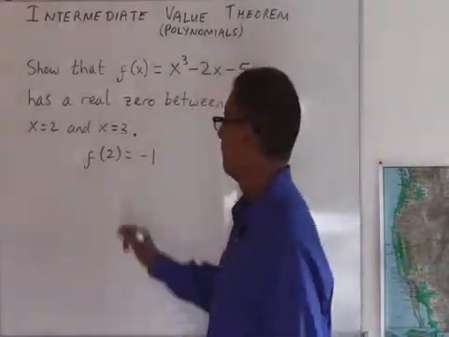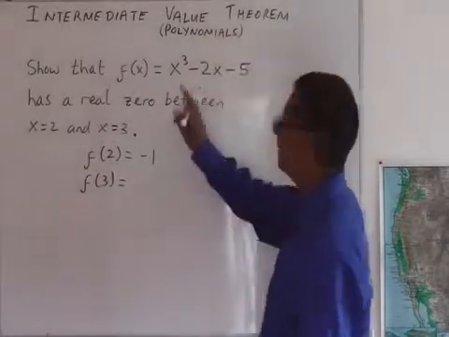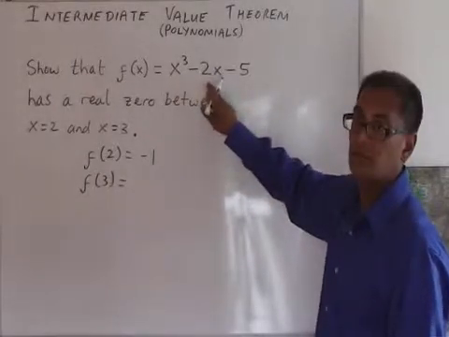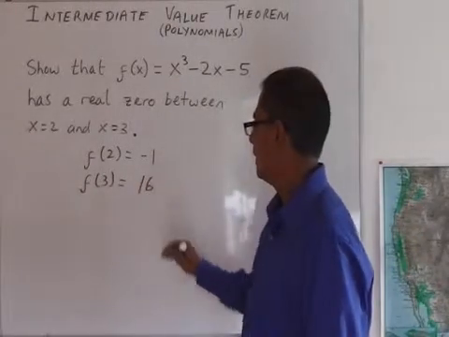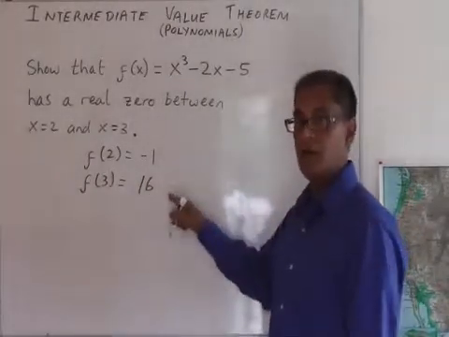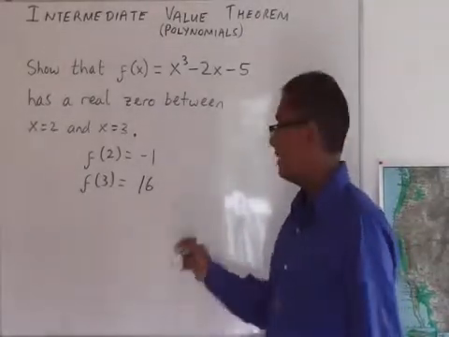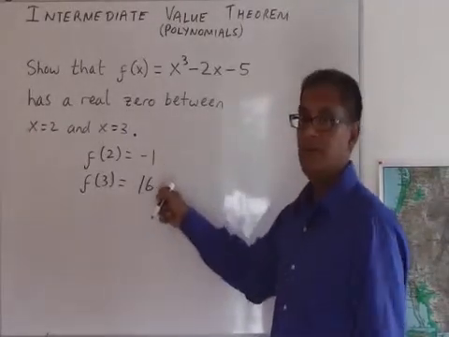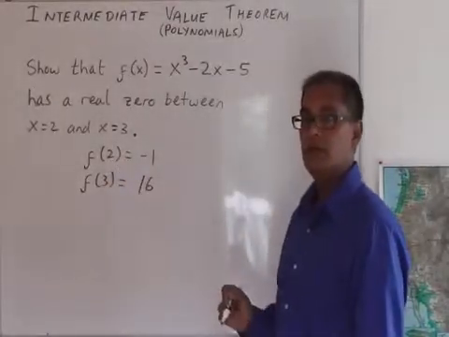And then find f of 3. F of 3 equals, plugging it into the function, 27 minus 6. 27 minus 6 is 21, minus 5 is 16. And since f of 2 and f of 3 have opposite signs, it means that the function is crossing 0. To go from negative 1 to 16, you have to go through 0. And so there's some number between 2 and 3 that gives us that 0.